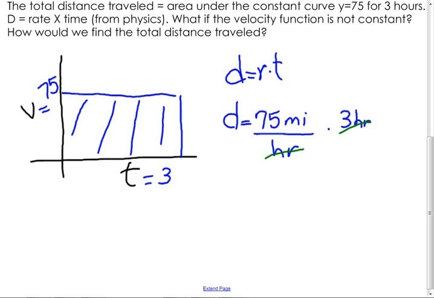Now, on the AP exam, you can leave it 75 times 3. You don't have to multiply it out. And if you multiply it out wrong, you lose the point. And by the way, some people did that on their final. I took the point away. They don't ever ask you to simplify. So I would leave it. Just leave it 75 times 3.